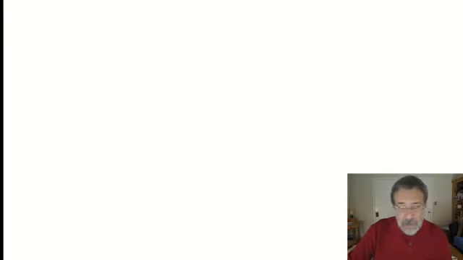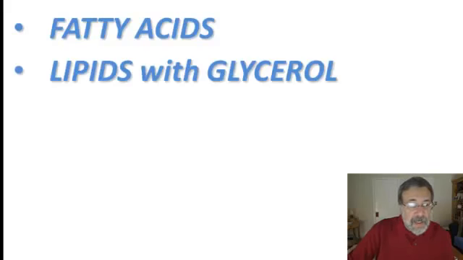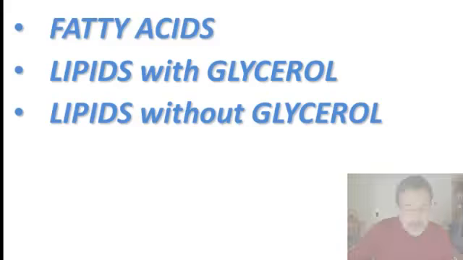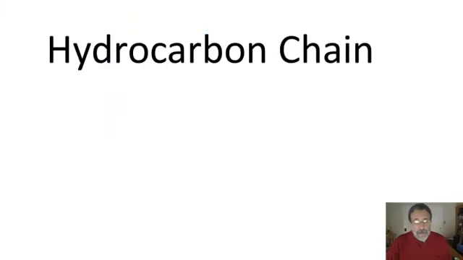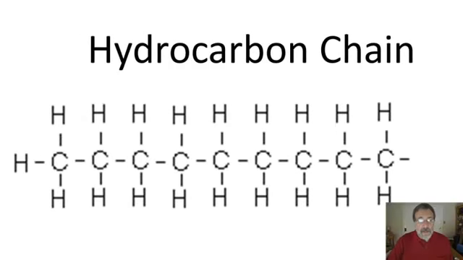In this video, we will be examining 3 different kinds of lipids: the lipids that are composed of fatty acids, the lipids that contain glycerol, and the lipids that do not contain glycerol. Before looking at the lipids that consist of fatty acids, we have to look at what makes up a fatty acid. The first component of a fatty acid is a very long hydrocarbon chain. You can see the hydrocarbon chain right here.